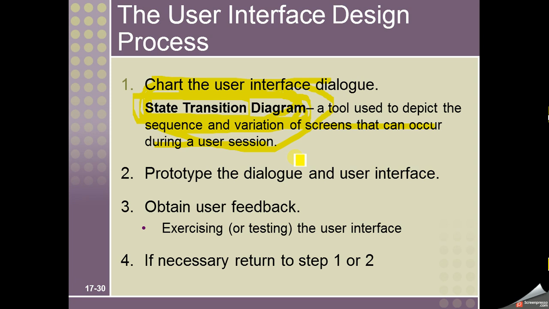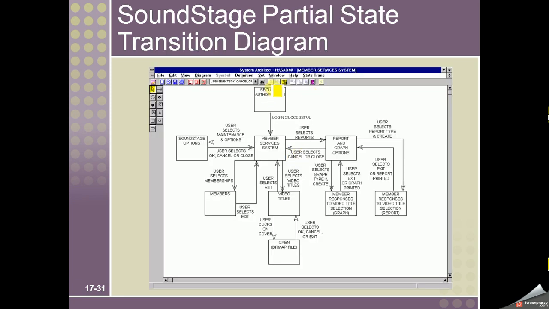Just to show you a small example, here is a partial state transition diagram for a system. First of all, we will have a security authorization. The user will enter the ID and password. If the login is successful, we reach the member services system, which is the main dialog. In this dialog, the user will have 4 options. The first option is, let's say, the maintenance option.